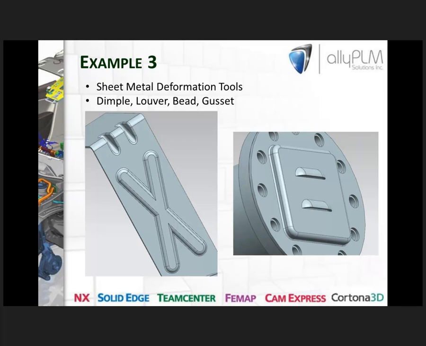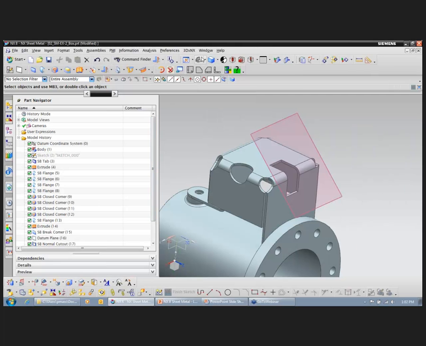For my third example, I wanted to show some deformation tools: the dimple, the louver, bead, and gusset. Deformation features such as a gusset or bead can be used to make a sheet metal part more rigid or to add strength. The dimple command can be used to create clearance for a nearby component that would otherwise crash into the part without a dimple. And a louver is often used to aid in airflow and to dissipate heat. So we'll go back into the NX here and create some of those things.